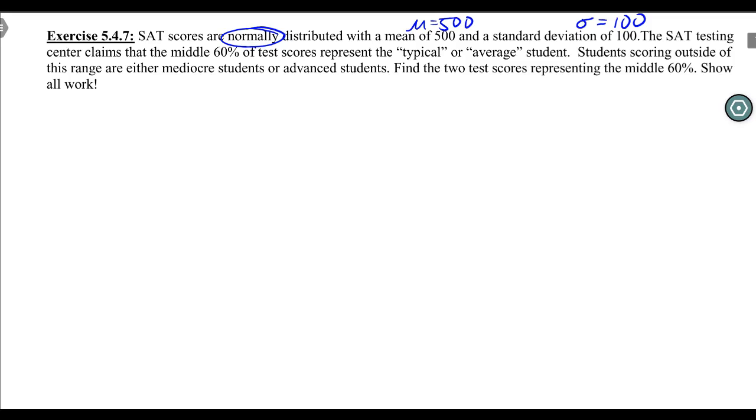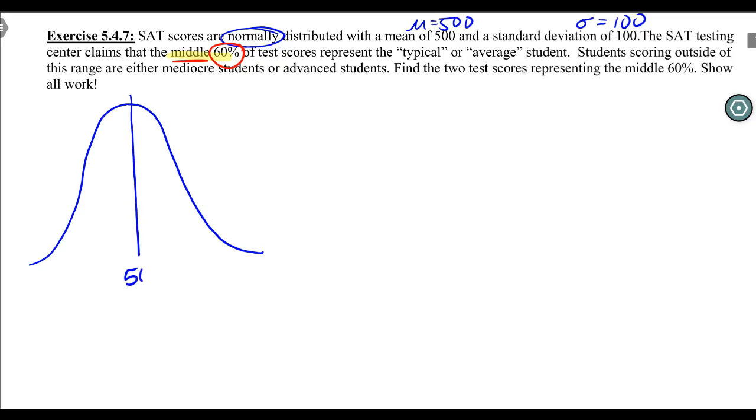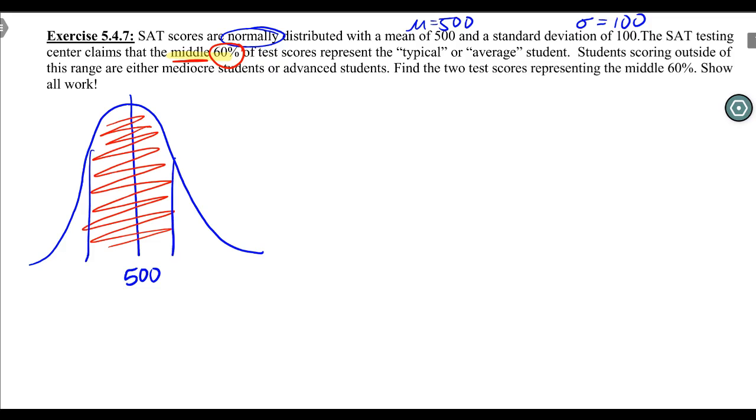We see the SAT Testing Center claims the middle 60% of scores represent the typical or average student. Immediately we see they have given us a percentage and a location for where that percentage should be. So we could already draw our picture without even reading the rest of this. We pretty much know where this question is going. We have our bell curve centered at 500. We know we want to shade 60% of this curve, so we're going to shade what we think is about 60%, and we're going to do that in the middle.